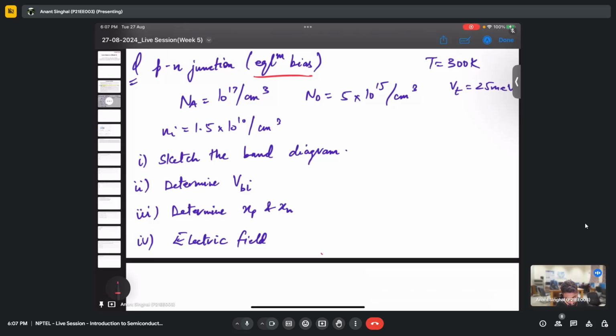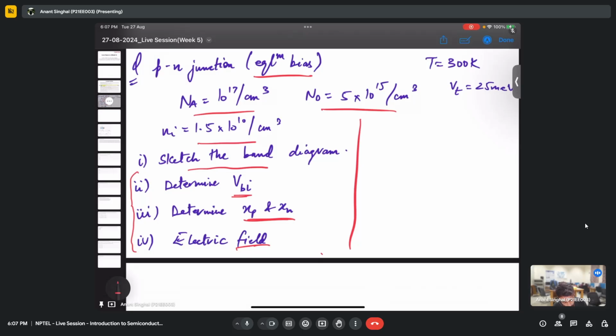For a PN junction, you need to first sketch the band diagram. So you should write in your notebooks. I have given the doping, etc., for the P side and N side, and I have given the intrinsic carrier concentration. And the further problems are numericals. So you need to determine the built-in potential, the depletion width on both the P side and N side, and the electric field. So let me ask you some quick questions.